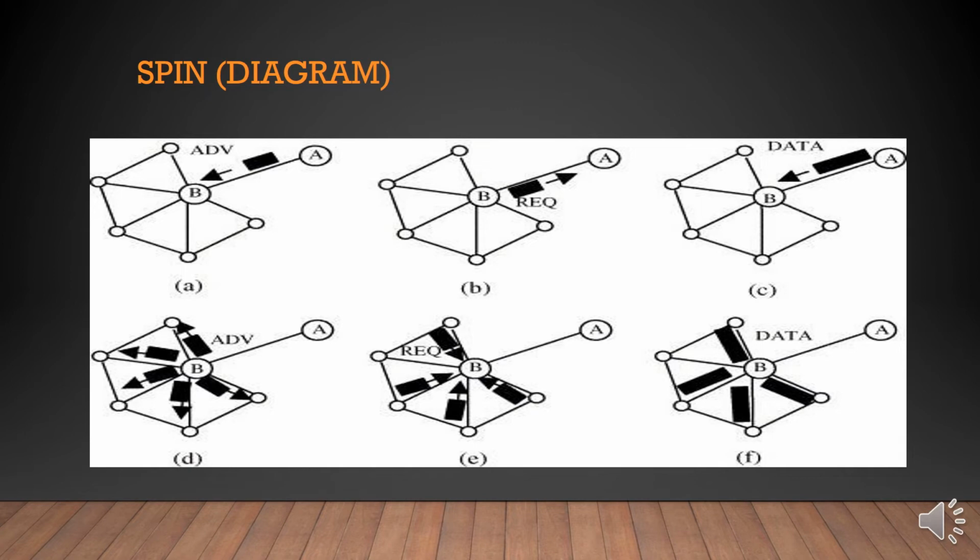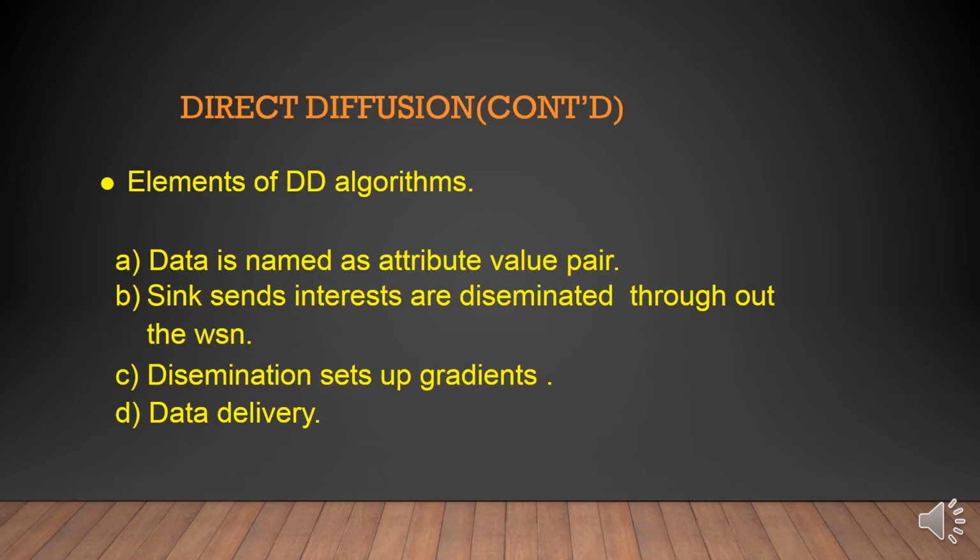Then B will send a request. The request will be flooded over the nodes. Because it is doing the broadcast, you have to sign the packet.